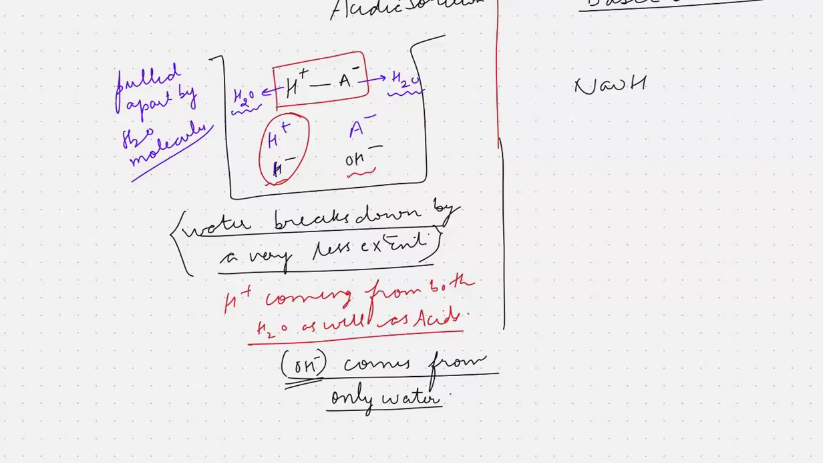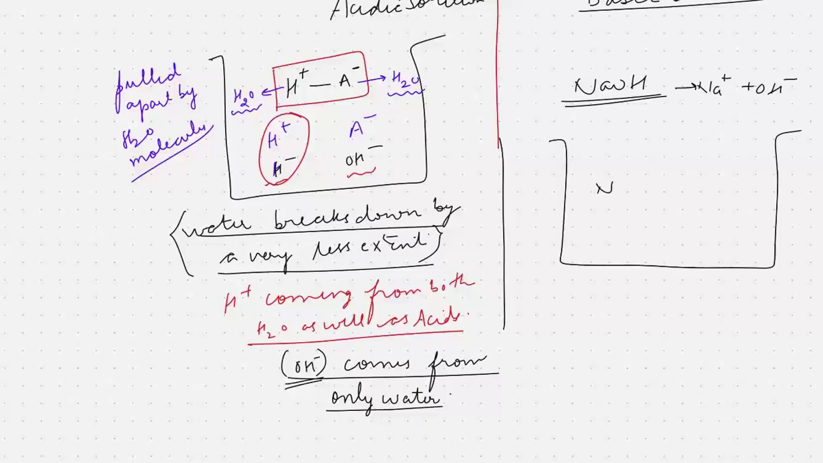But if you have a basic solution, let's say I have the base NaOH, how do you think NaOH will break down? It is going to break down into Na plus and OH negative. So water is trying to pull them apart, hence a lot of OH negative is produced from the base. But water will also break down into H plus and OH negative.